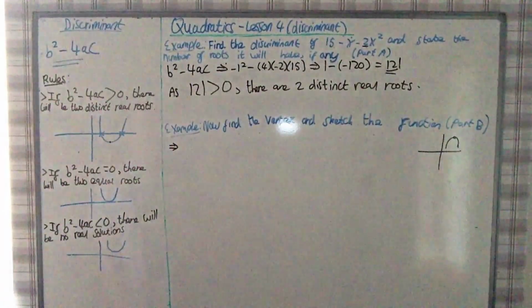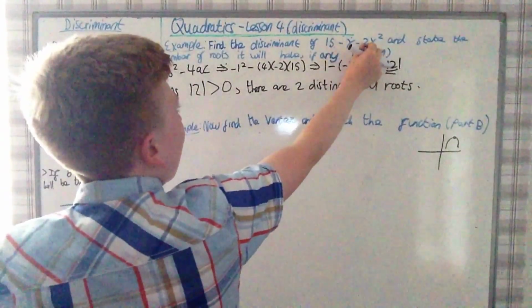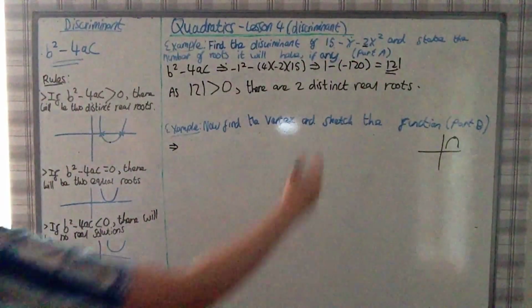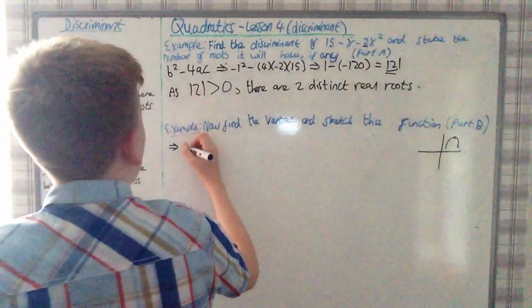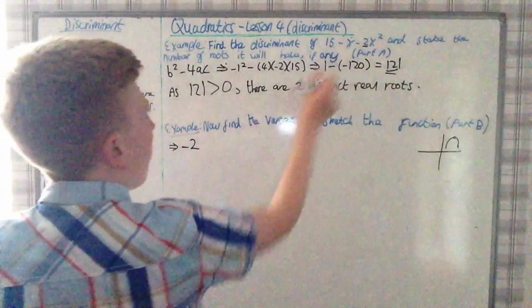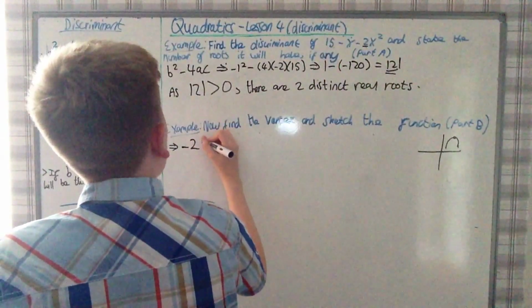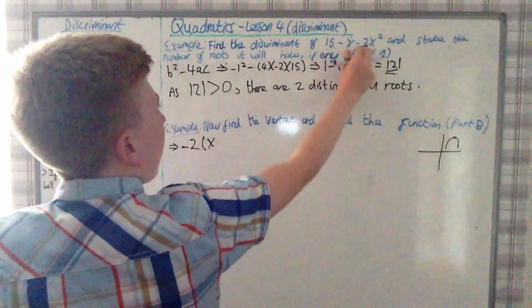So let's start answering this question. The first thing we do is we complete the square. Now if the coefficient of x squared is greater than 1, we have to take this factor outside the bracket. In this case it's -2. And we multiply that by x.